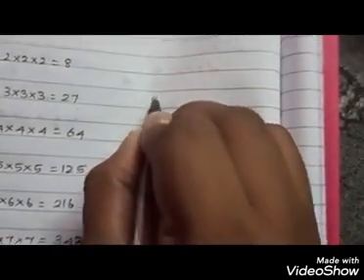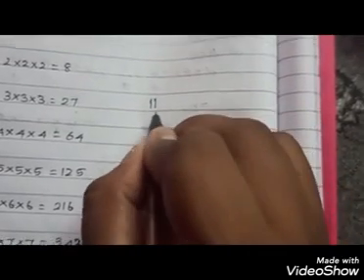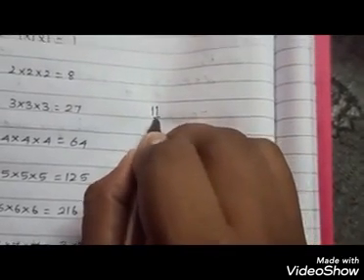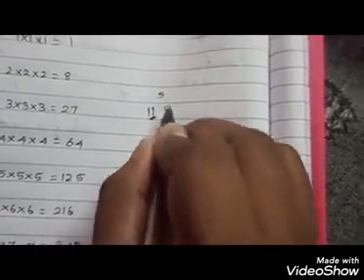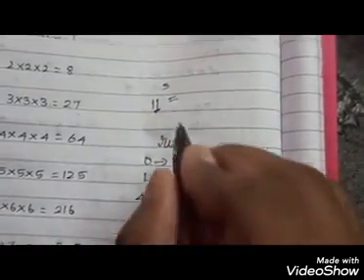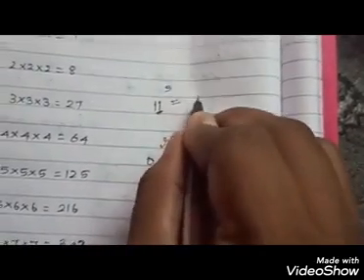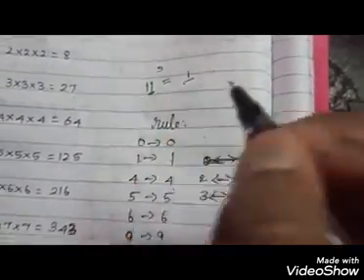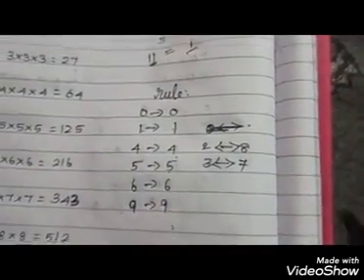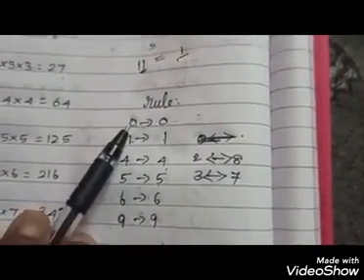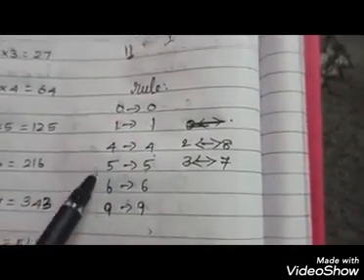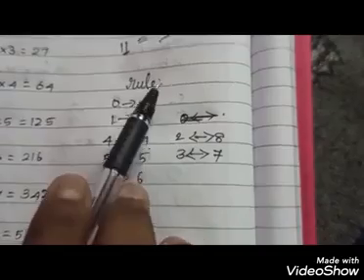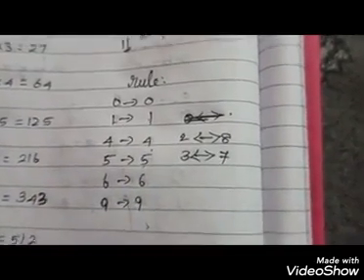For example, take the number 11. The unit digit of 11 is 1, so 11 cube we get the answer, where 1 becomes 1. So the value of 11 cube also ends with 1. That is the rule. If the unit digit of a number is 0, the cubic value's unit digit is also 0. Here I take the same values, which remain as the unit digit when you cube the value.